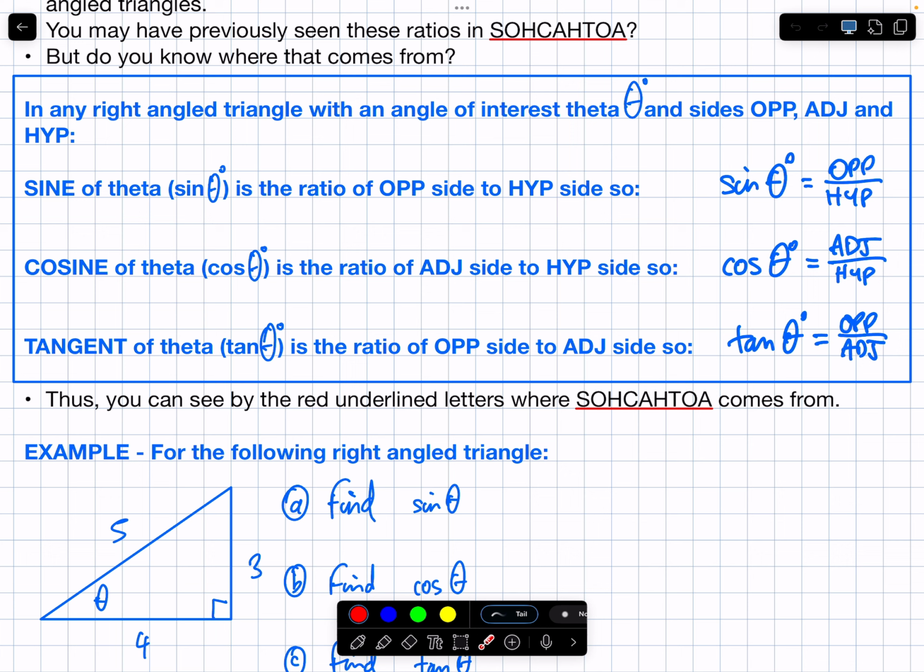Cosine of theta or cos theta is the ratio of adjacent side to the hypotenuse side. So that's what you'd have in your cheat sheet. Cos theta is equal to adj over hyp.